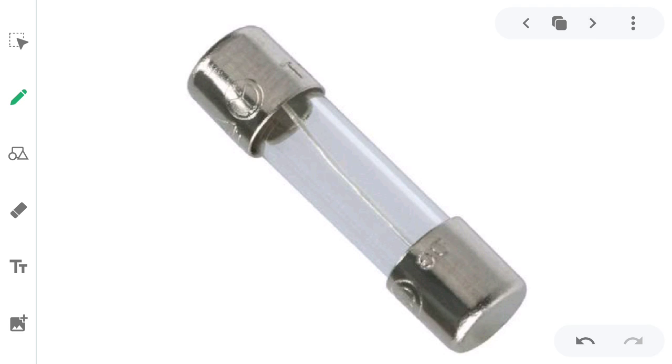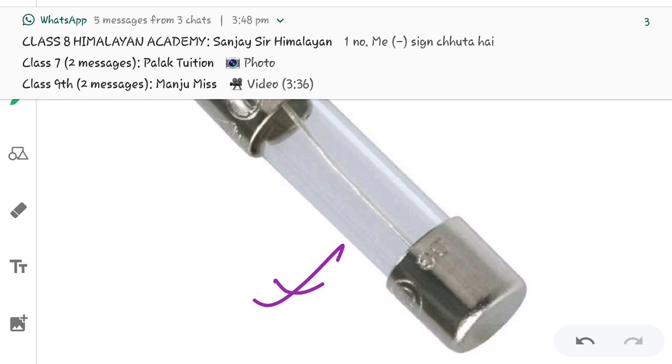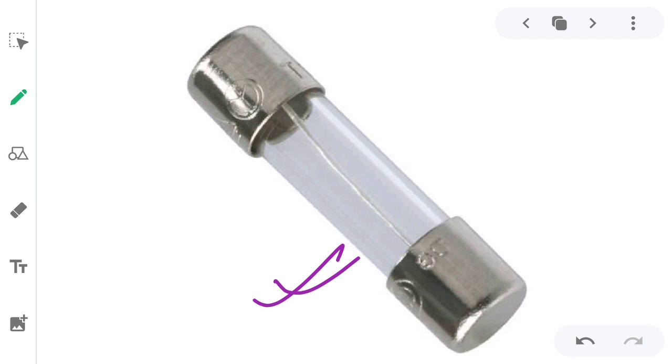This one is a small fuse which is mostly used inside electrical appliances, to protect them. Earlier in the stabilizer also this device was being used, and here also we have a wire.